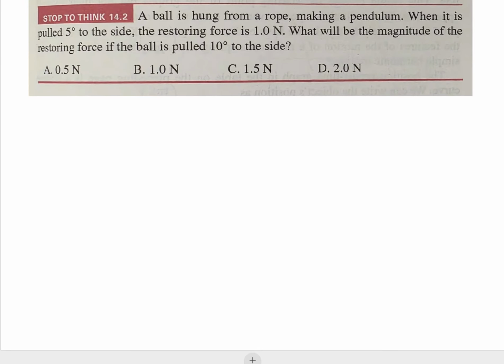So, a ball is hung from a rope making a pendulum. When it is pulled 5 degrees to the side, the restoring force is 1 Newton. What will be the magnitude of the restoring force if the ball is pulled 10 degrees to the side? What did we do that's different? We doubled the angle. And what does that do to the force then? I think it just doubles. It doubles the force, that's right.